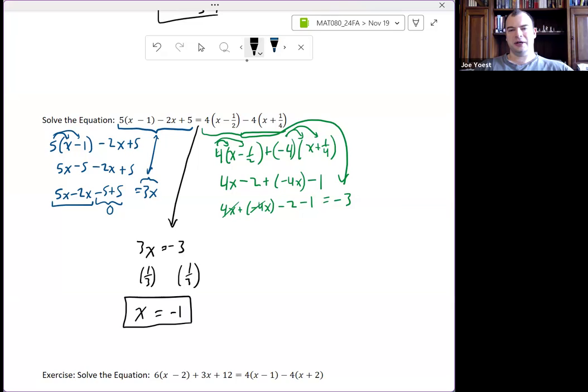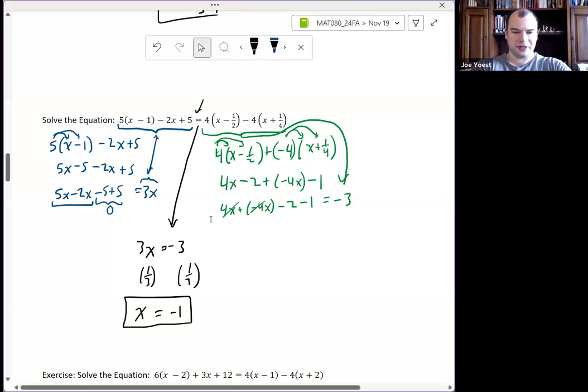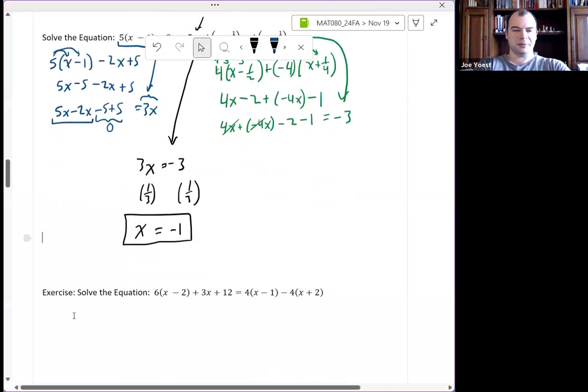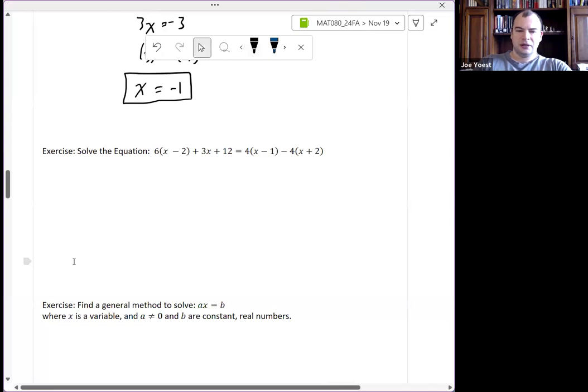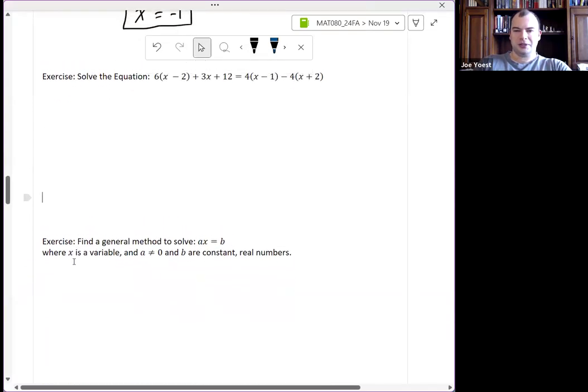And again, we could come up here and plug in x equals -1, check our work, and make sure we get the same number on both sides of the equation. But just for time considerations, I'm not going to do that on every problem. Okay, so take a look at these two exercises.